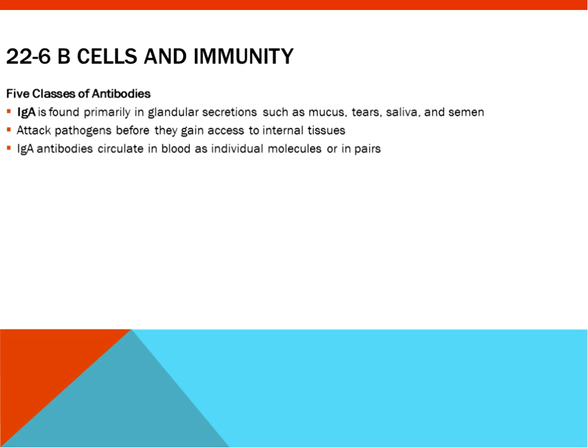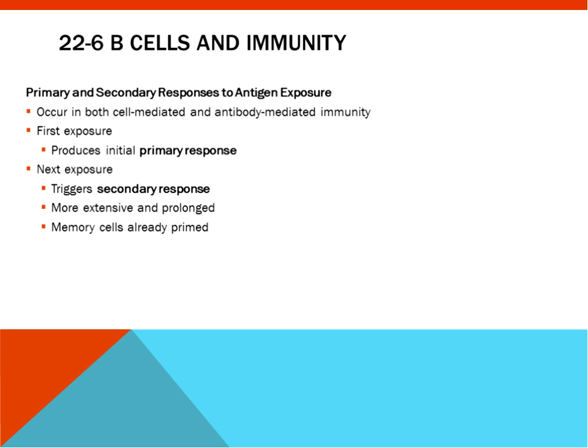And our final one, IgA, is primarily found in glandular secretions such as your mucus, tears, saliva, semen, vaginal fluid, all that good stuff. They will attack pathogens before they gain access to the interstitial tissue. That's why we find them in your mucous membranes, places that you're going to secrete stuff out of to keep things out of the box. They can also circulate in blood as individual molecules, or sometimes you find them as dimers, in pairs.